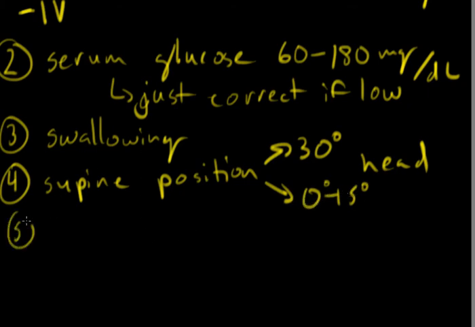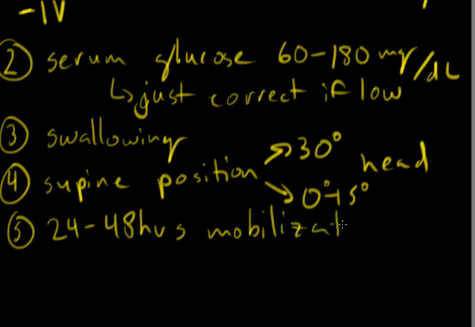Another thing you want to do to hopefully prevent permanent brain damage is to get them moving. Within 24 to 48 hours, you want to get mobilization. And then there are other immediate treatment options that we'll cover in the next lecture, as well as treatment options to prevent further strokes if you've already had one.